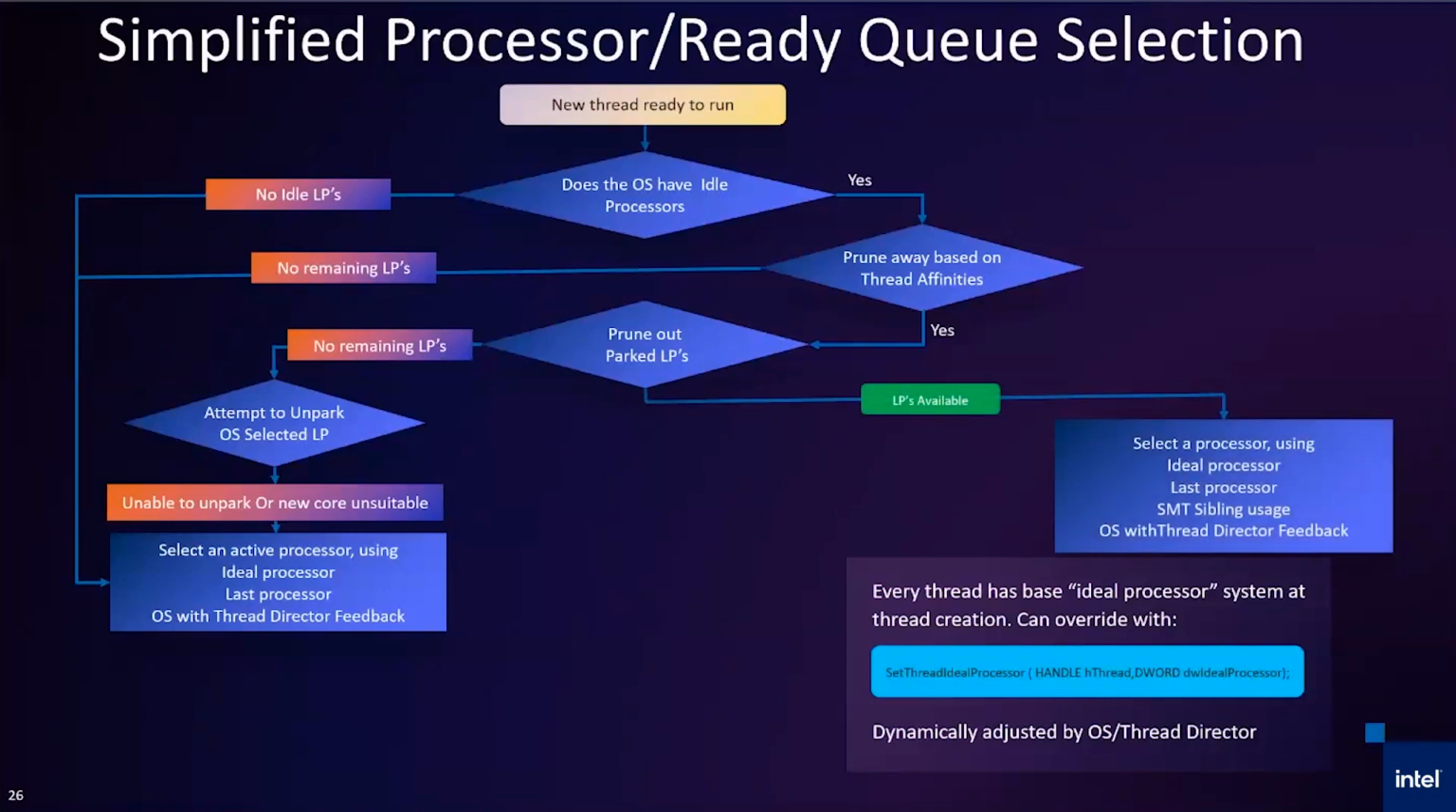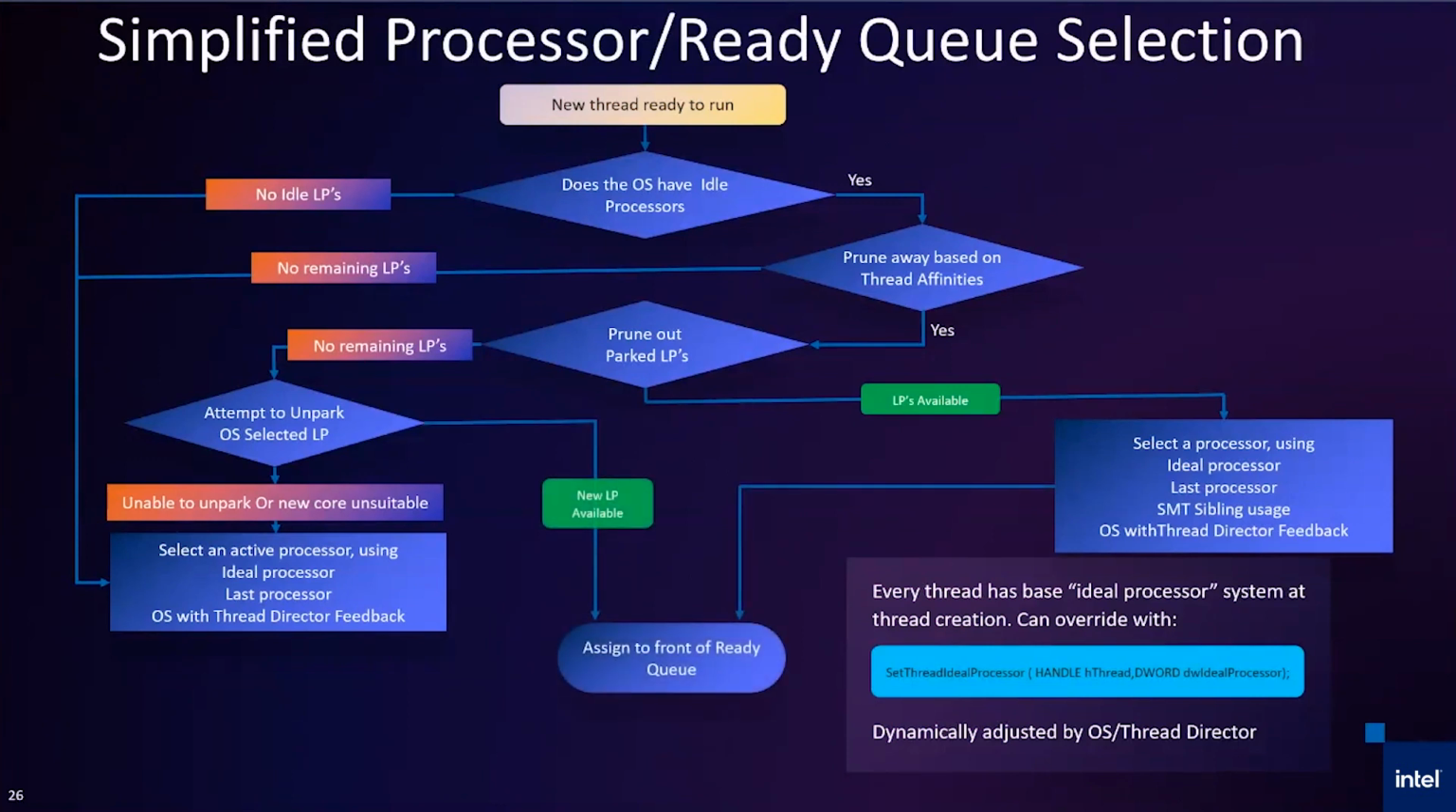Now, we also have the option, finally, that there are idle processors available, in which case the OS will decide which one to utilize. Again, it uses that set ideal processor, but also internal metrics such as the last processor used to maximize cache, information about the sibling usage of threads on the individual cores to maximize the hardware resources, and finally Intel's Thread Director feedback. So in these two scenarios, we've got a brand new logical processor available, in which case the thread would be assigned to the front of its shared ready queue.